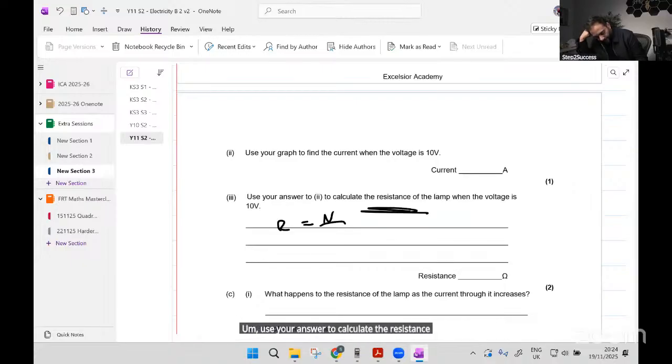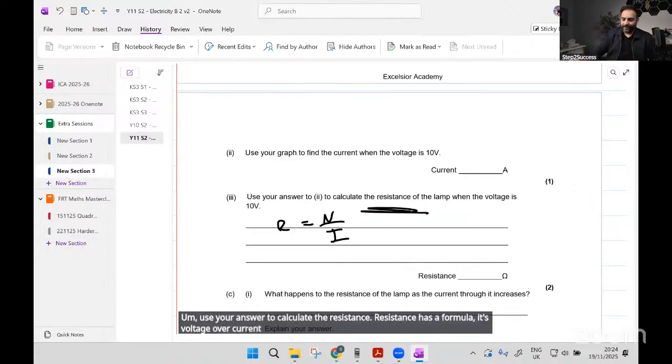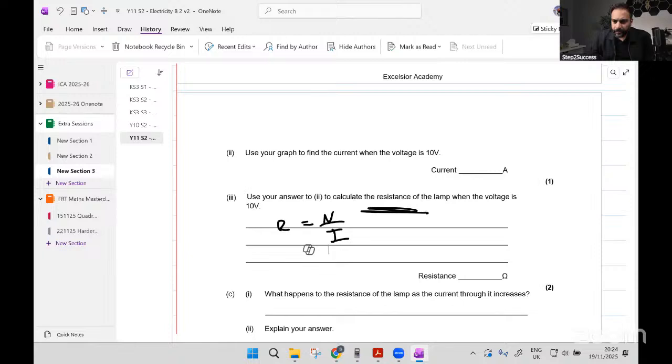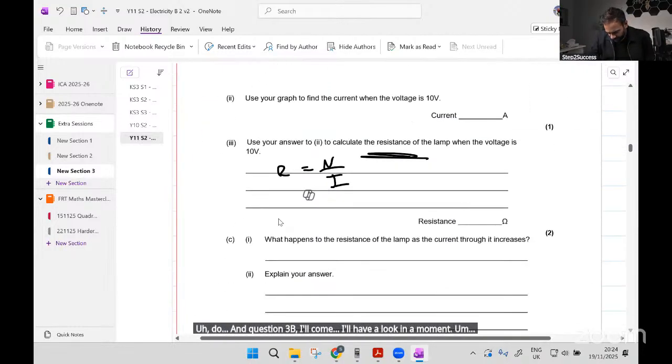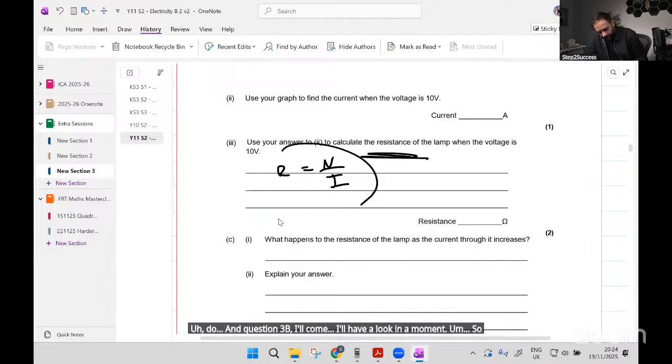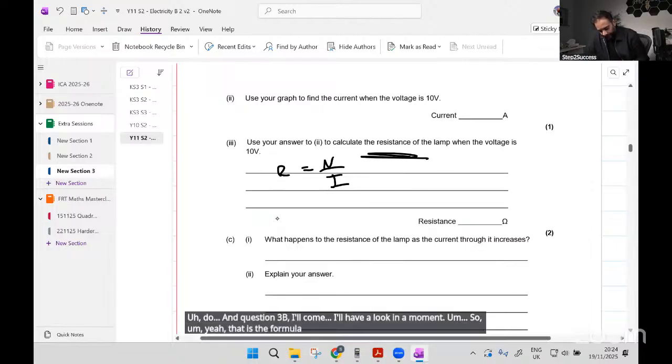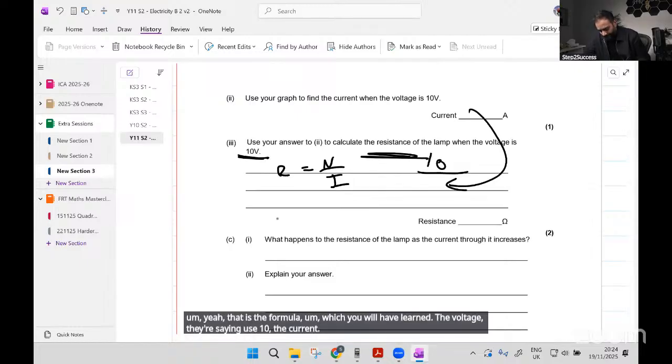Resistance has a formula. It's voltage over current. You will have learned that formula. The voltage, they're saying use 10, and for the current use the one from this answer, and you'll get the answer.